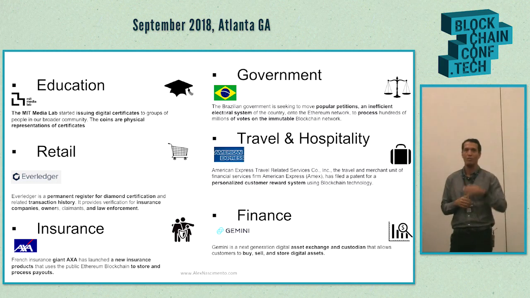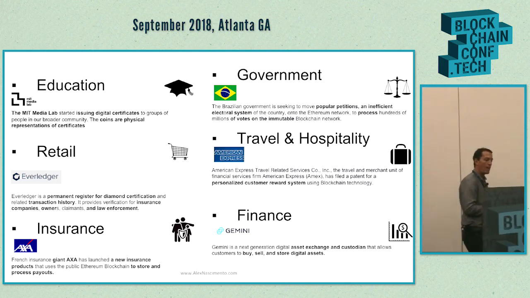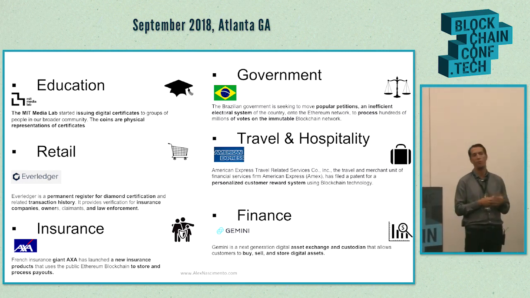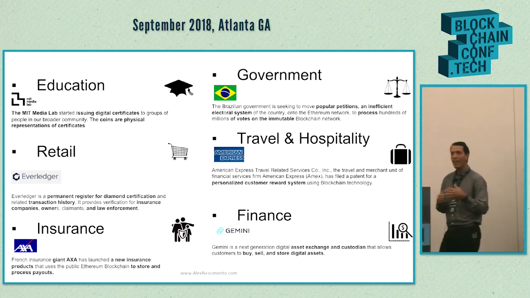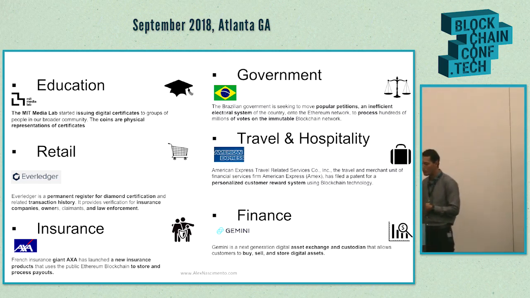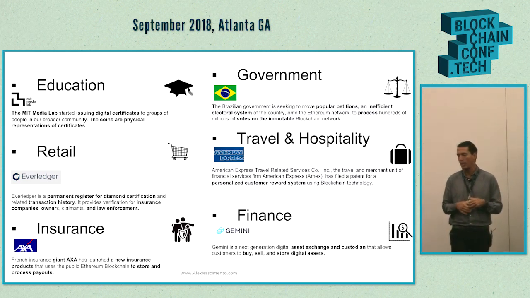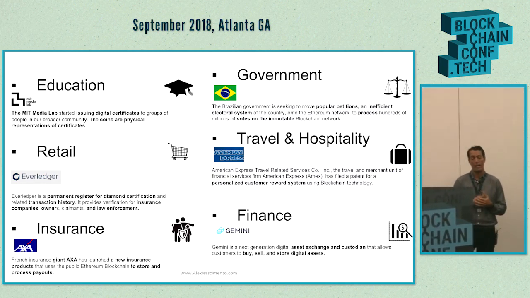How certain are you that that's not a blood diamond, right? So Everledger is doing that to make sure that the diamond you paid, whatever, $10,000, $20,000, $50,000, depending how much you love your wife, is actually a real diamond from a real source. AXA Insurance is also using the blockchain to make sure that the processes and payments of their insurance are automated.